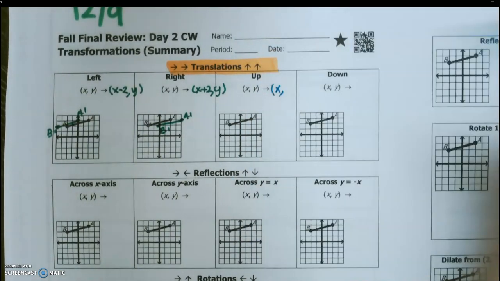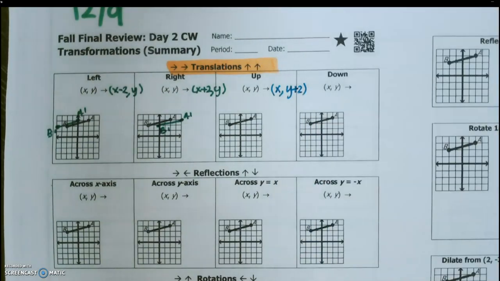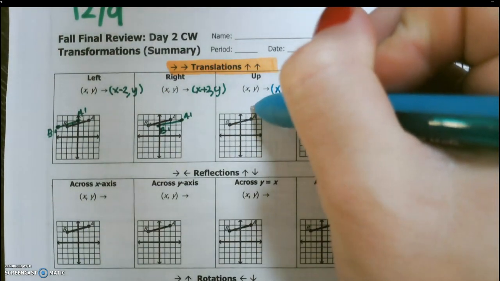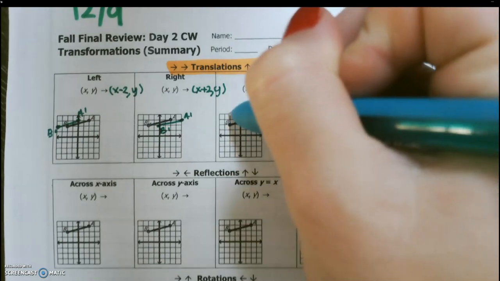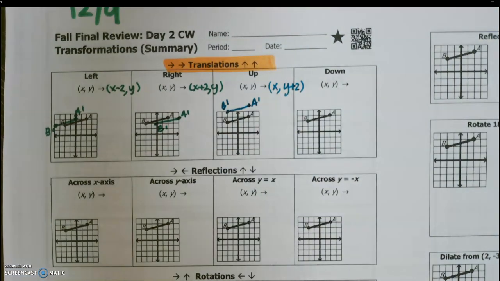So nothing's going to happen to your x. If we were going up 2 units, we would be adding 2 to y. Now in this case, it's going to go off the graph, so 1, 2. That would be a prime, and then b prime right here, making our connection.